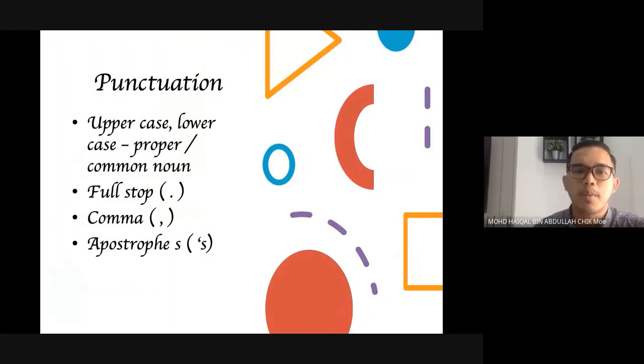Okay, talking about punctuation, emphasize more on the uppercase and lowercase. This one we talk about the proper and also common noun, especially names of places. Sometimes pupils just write everything in lowercase form, right? And then full stop. I've encountered manuscripts from my own students also, where there is no full stop at all.